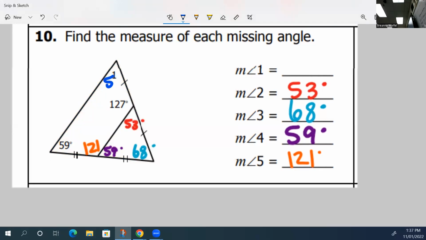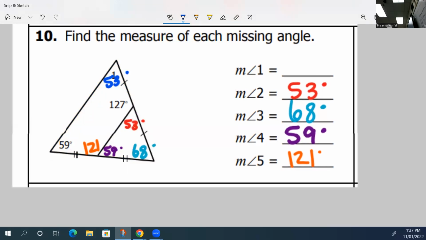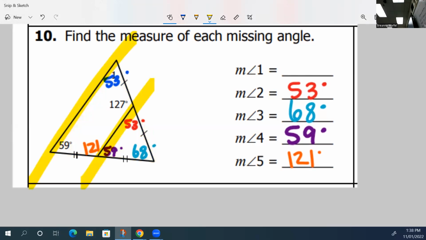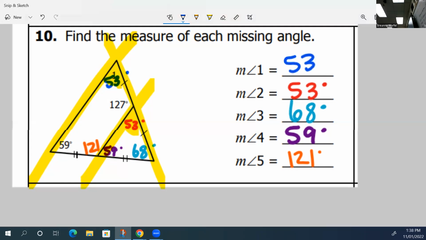Or you can look at it like parallel lines and transversals. Your mid-segment is parallel to the third side, and they're on the same transversal. So if you look here and here, these are corresponding angles. So angle 1 is 53. That is how you apply the mid-segment theorem to parallel lines cut by transversals to find your missing angles. So that's number 10.